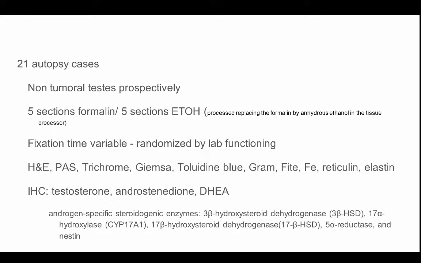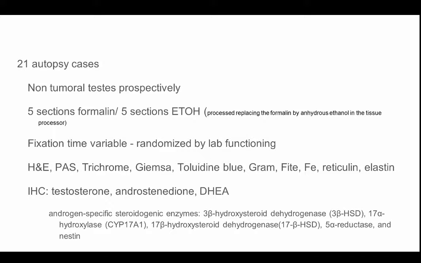So we prospectively procured testicles from essentially the next 21 male autopsy cases that came through the VA, and we took 5 sections and put them into formalin, and 5 sections and put them into alcohol. Because we also had to process them through a tissue processor with alcohol as opposed to formalin, it wasn't easy to avoid obstructing the daily functioning of the laboratory. Because of that, we were batching them and randomizing them by fixation time, for how much time they actually spent in alcohol or formalin. So that was an additional variable that we got to look at.